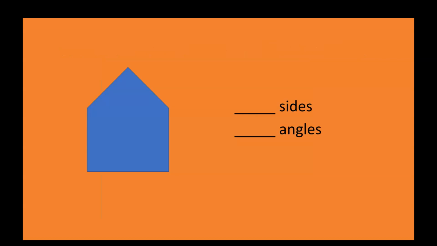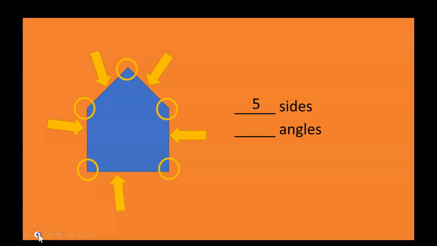And here's our next shape. We're going to count the sides and angles of this shape now. Remember, the sides are these straight lines here. Let's count 1, 2, 3, 4, 5. There are 5 sides. And let's count the angles. 1, 2, 3, 4, 5. There are 5 angles.